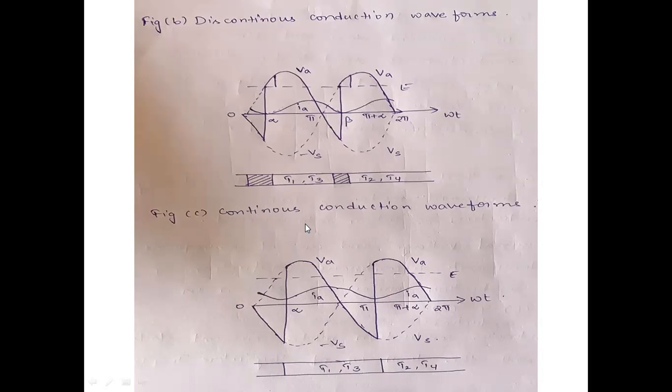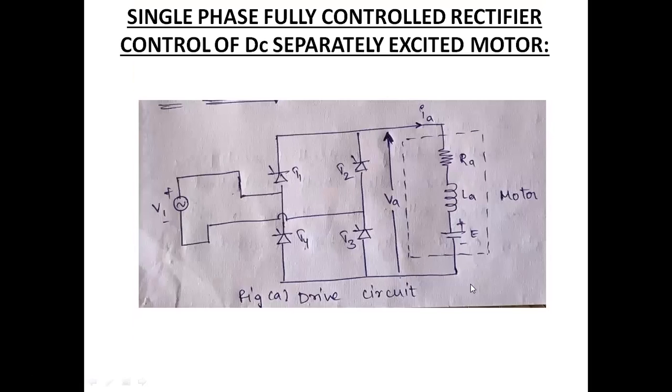Now take a cycle of source voltage, which I am giving to the thyristors in this drive circuit. If you consider one cycle, that means a sine wave that goes from 0, positive, negative, and again reaches 0, it is termed as one cycle.